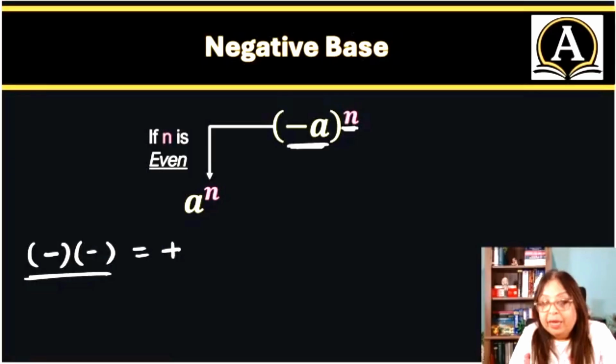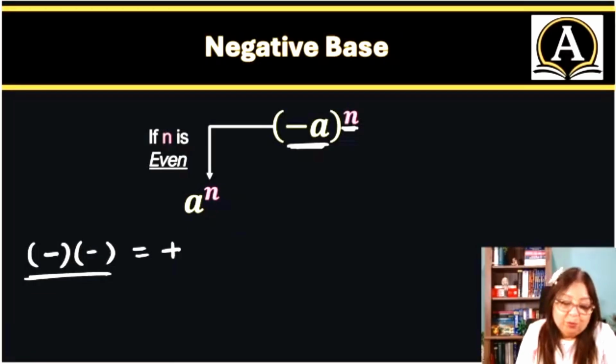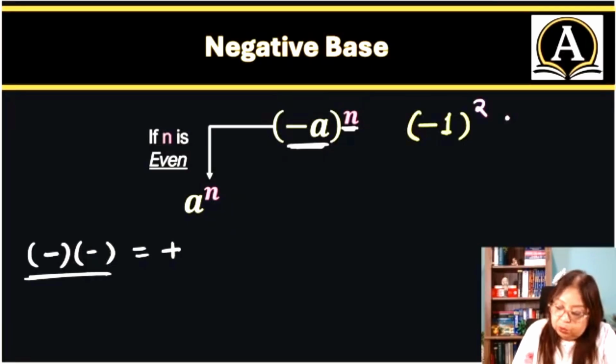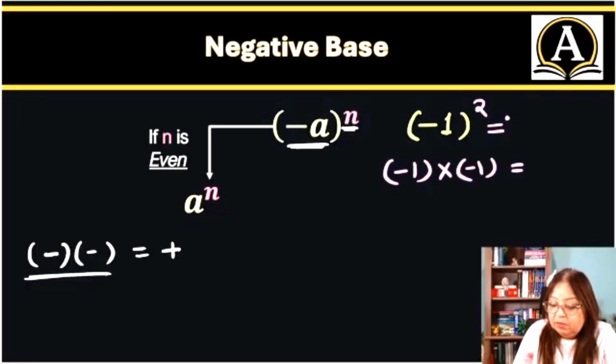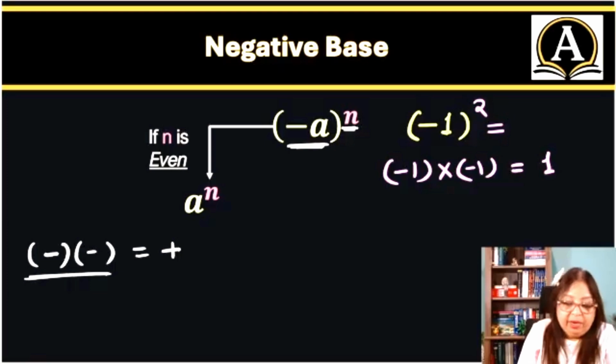Let's look at an example and let's keep the example simple. Let's say you have minus 1, that's your base. You're going to raise it to the power 2. What do you get? Minus 1 times minus 1. Two minuses give you 1, right?